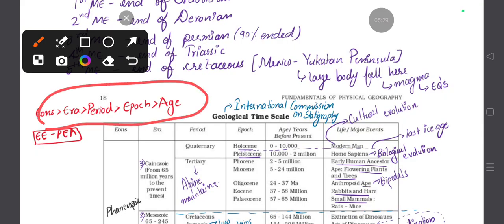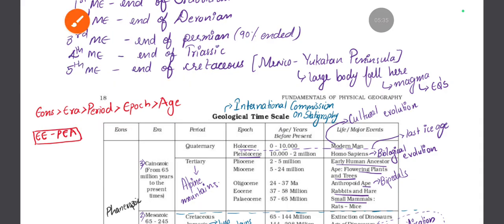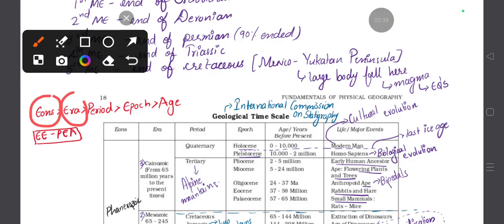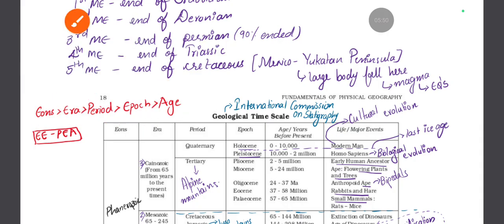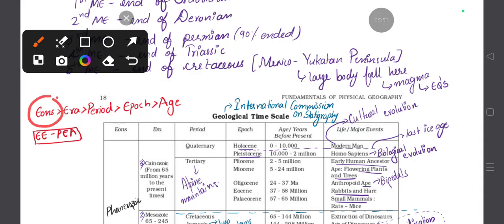As we divide a year into months, months into weeks, weeks into days, in the same way the time scale is divided into different types. The largest unit is eon, and eons are divided into eras. Eras are divided into periods. Periods are divided into epochs. Epochs are divided into ages. I'll repeat it again. Eons are divided into eras. Eras are divided into periods. Periods are divided into epochs. Epochs are divided into ages.